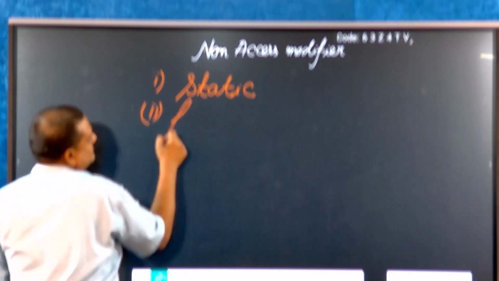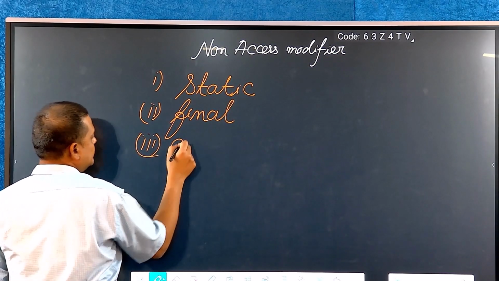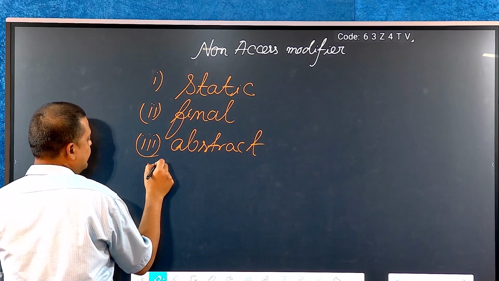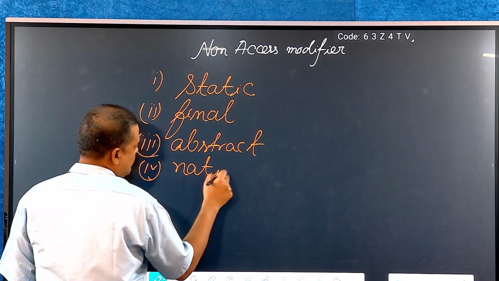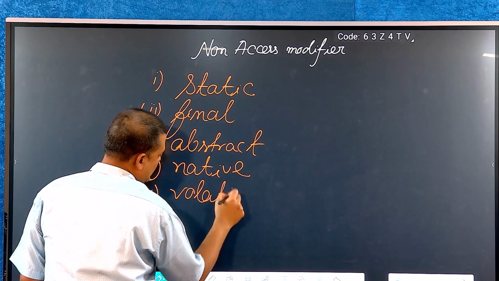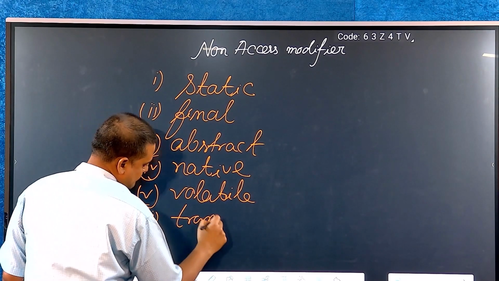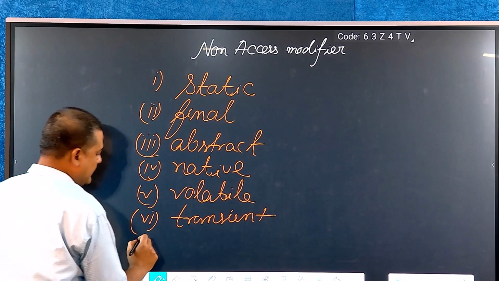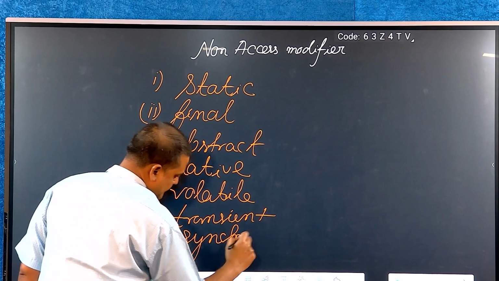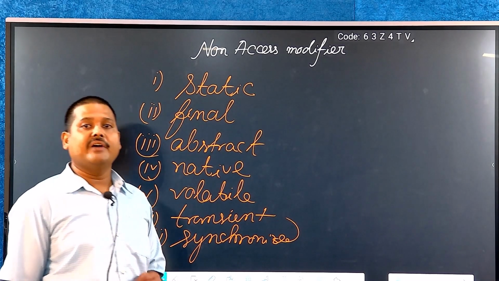final, abstract, native, volatile, transient, and synchronized. So, there are 7 non-access modifiers available.